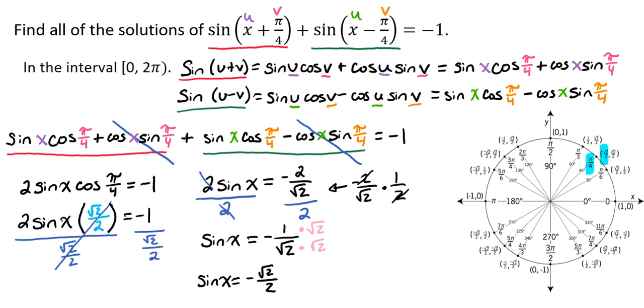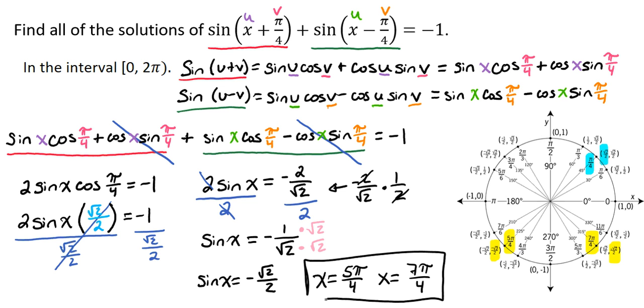And so we see that that happens in two places. It's going to happen right here at 5 pi over 4, and it's also going to happen over here at 7 pi over 4. So we can see that our answers are going to be x equals 5 pi over 4, and x is going to equal 7 pi over 4. And those are all of the solutions on the interval 0 to 2 pi.